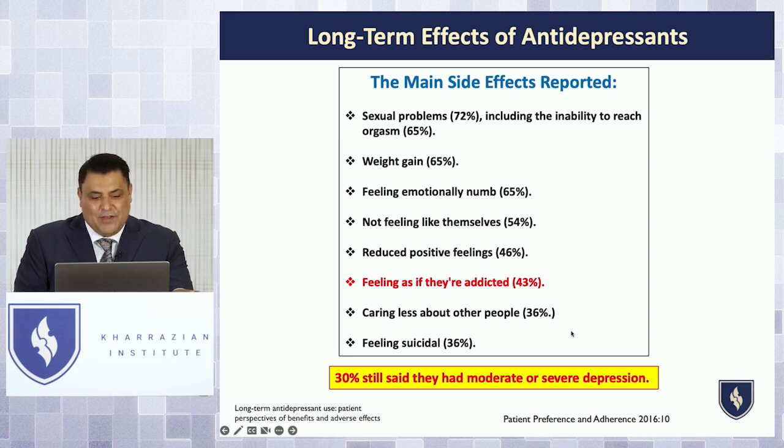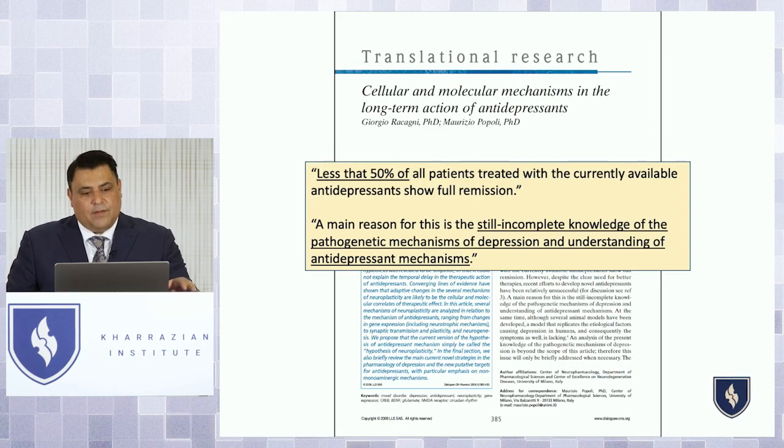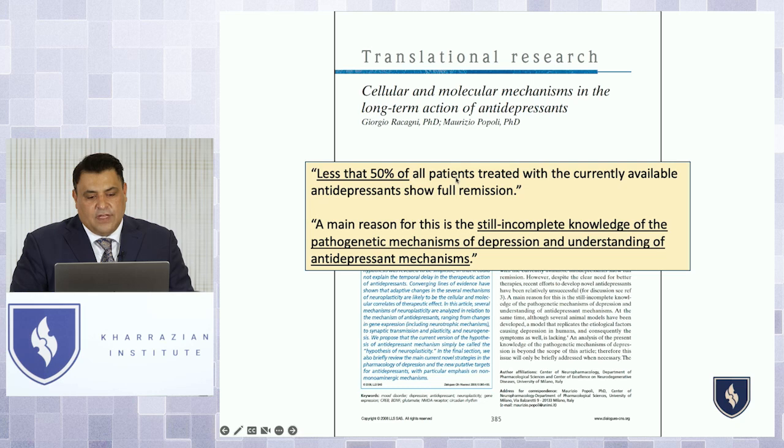And one of the major problems is, what's the underlying cause to begin with? That's really, really important. Now, this was the title of a published paper, Cellular Molecular Mechanisms in the Long-Term Action of Antidepressants. They go on to say that less than 50% of all patients treated with currently available antidepressants show full remission. The main reason for this is still incomplete knowledge of the pathogenic mechanism of depression and understanding of antidepressant mechanisms. And we're going to go through that in detail.